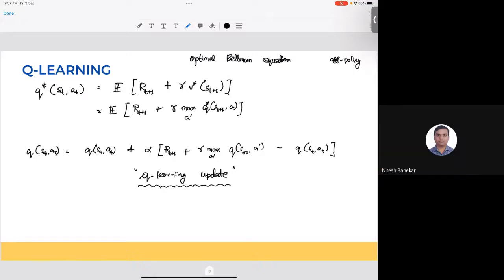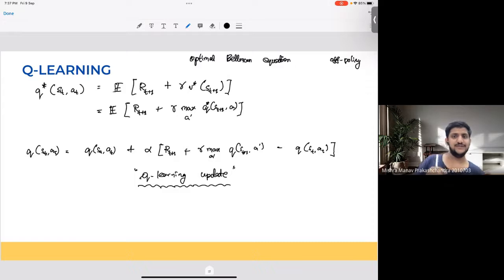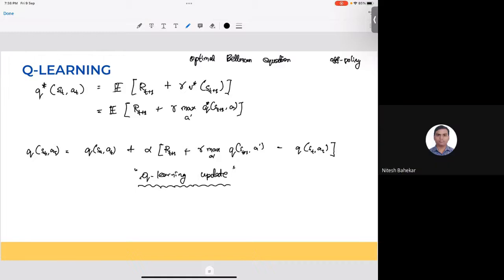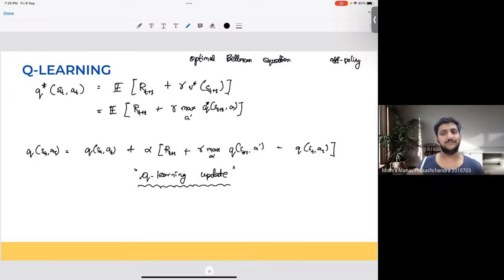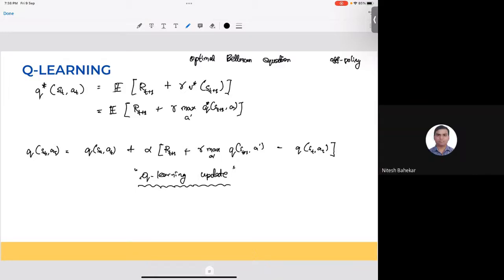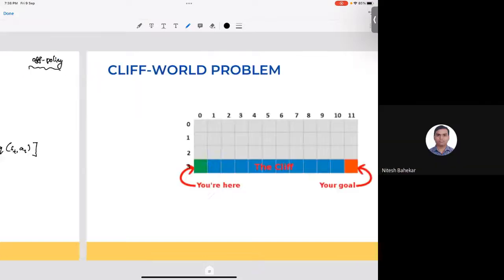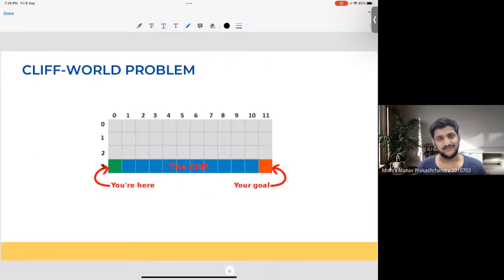So since you're dealing with the optimal Bellman equation, you typically don't need a policy, because anyway you're taking a max, right? So if you have a max, you're not drawing any samples from the next action. So that's why it's independent of the policy. So that's why this is an off policy method. Okay.